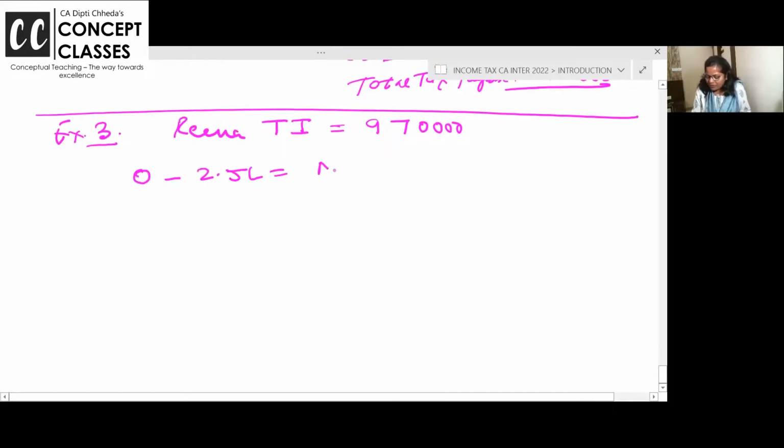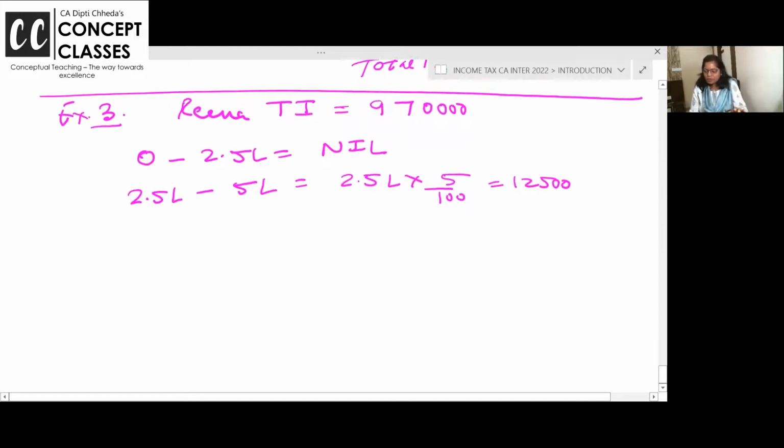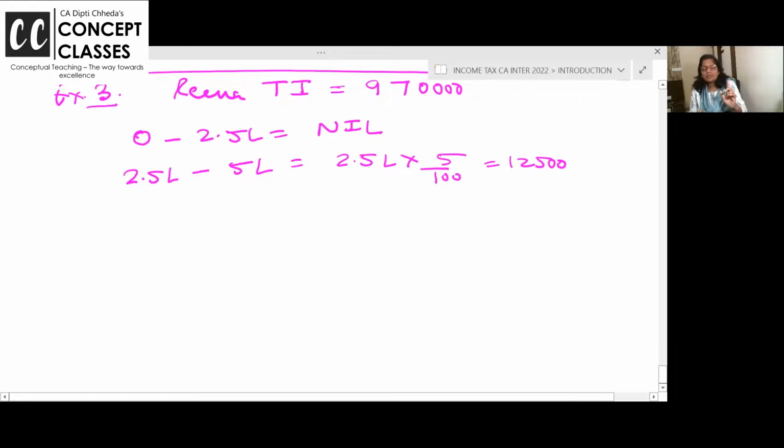0 to 2.5 lakhs, it is nil. 2.5 lakh to 5 lakhs, the next 2,50,000, it is 5%, 12,500. Up to 2,50,000, it is basic exemption. Now if anyone asks you basic exemption, I hope you know. A basic income up to which the tax is nil. Beyond that, it is 5%.